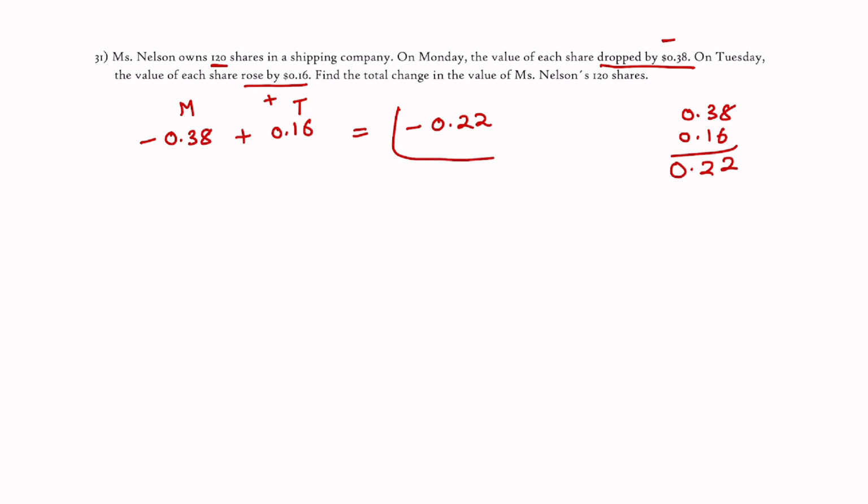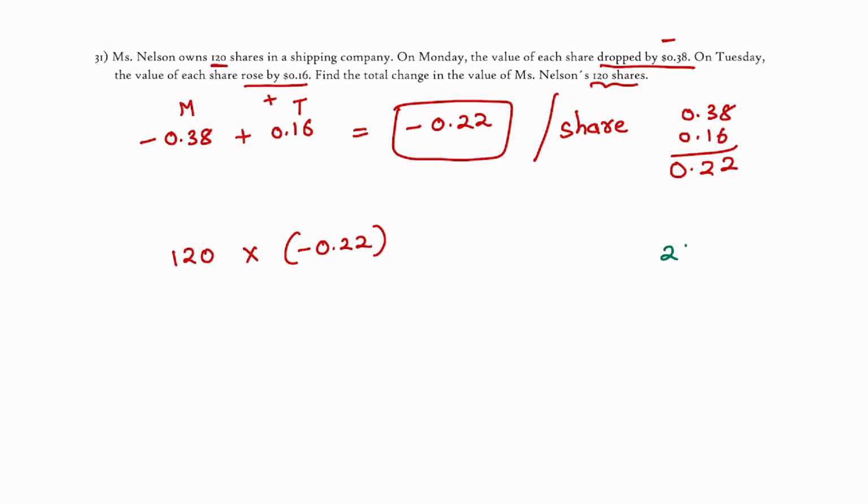Now, this change that you see is per share, right? And what are we expected to find? For 120 shares. So it is repeated addition. So we simply multiply. So we say that's 120, the number of shares, times the change per share, which is minus 0.22.